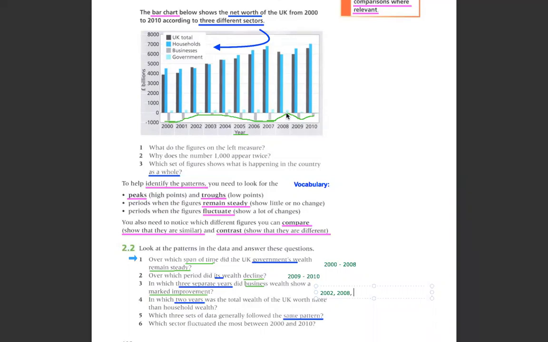Okay, one person's, yep, 2010. Okay, so just be careful. This is the highest, but there is a slight decrease here. So the 3 years that it increased was 2002, 2008, 2010. All right, now we're gonna look at the total wealth. So in which 2 years was the total wealth more than the household wealth? So now you're having a look at black and blue. So in which years was the black higher than the blue?